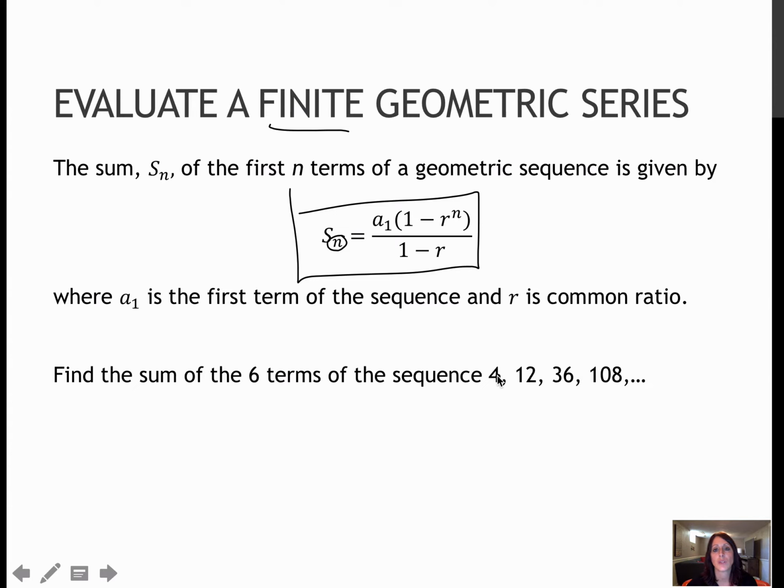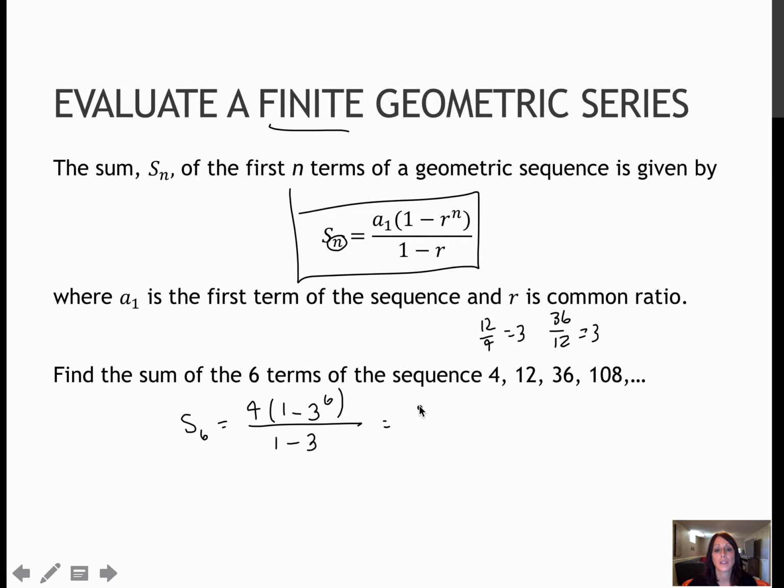We obviously know that our first term is 4. Again, to find that common ratio, we're taking 12 divided by 4, which is 3, or 36 divided by 12, which is 3, etc. So we know that that r value is 3. So to find S sub 6, which means the sum of the first 6 terms, we're taking our first term, and then 1 minus 3 to the 6th, and then that's over 1 minus r, so 1 minus 3. So that will be the sum of the first n terms.